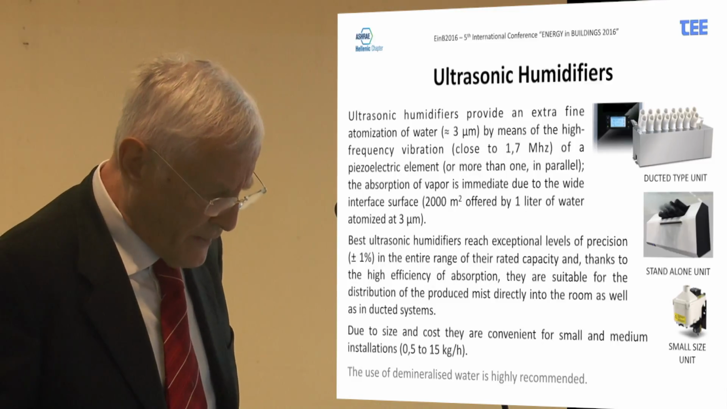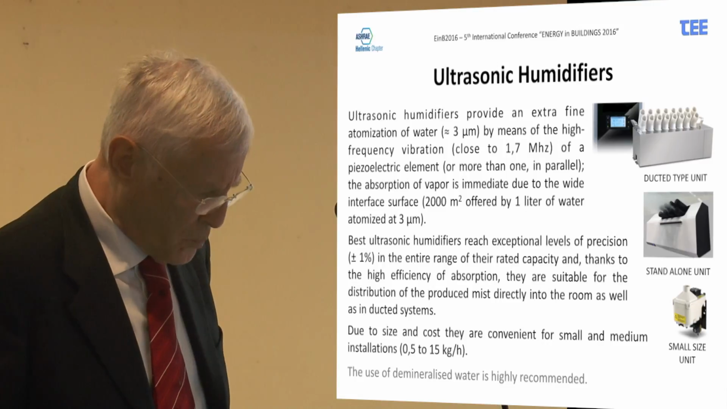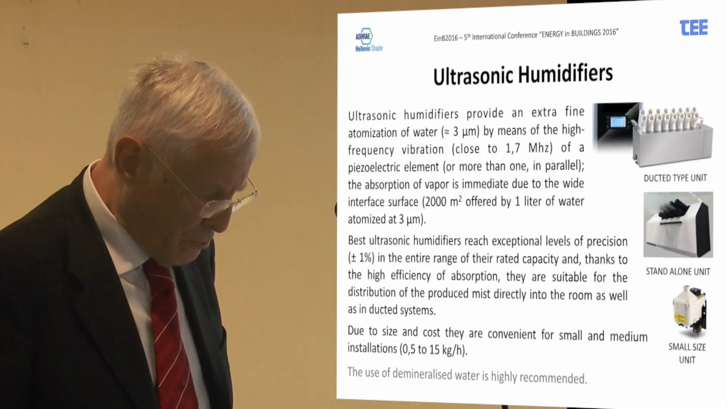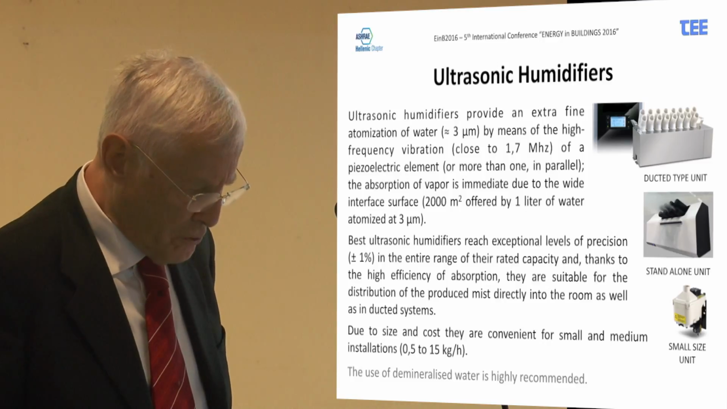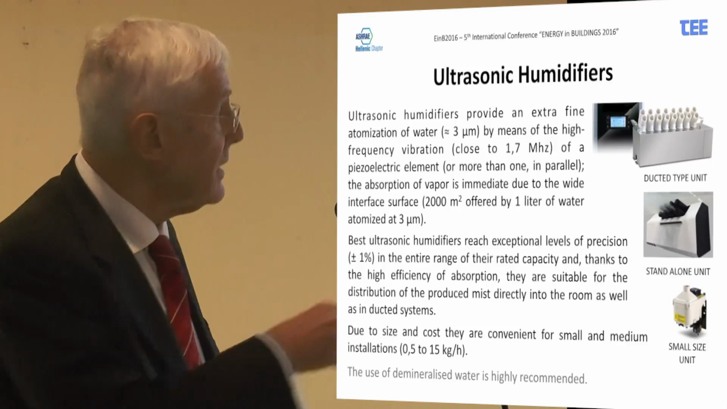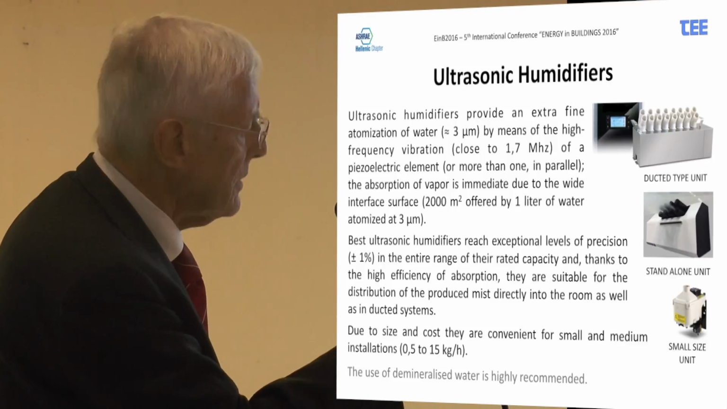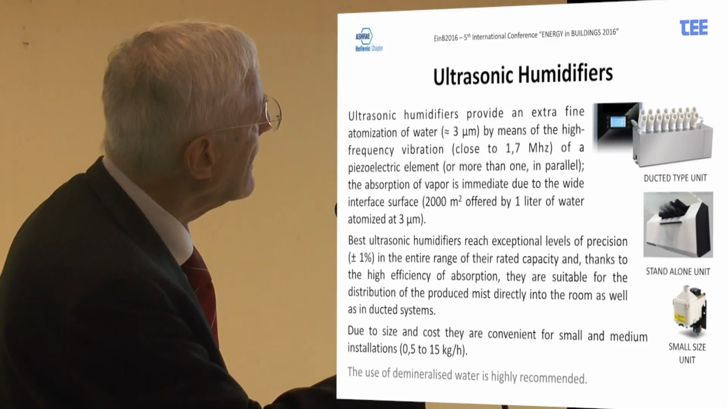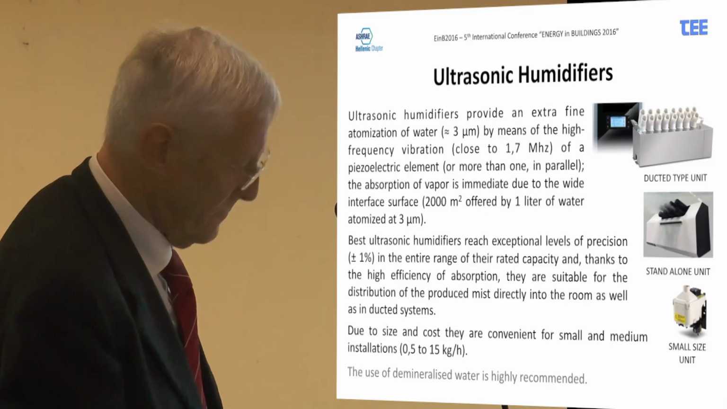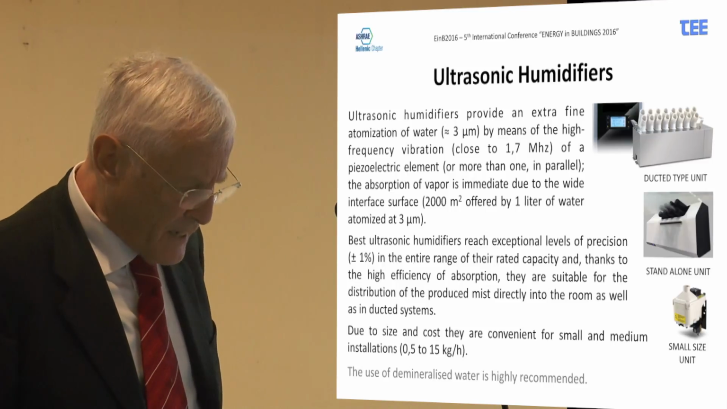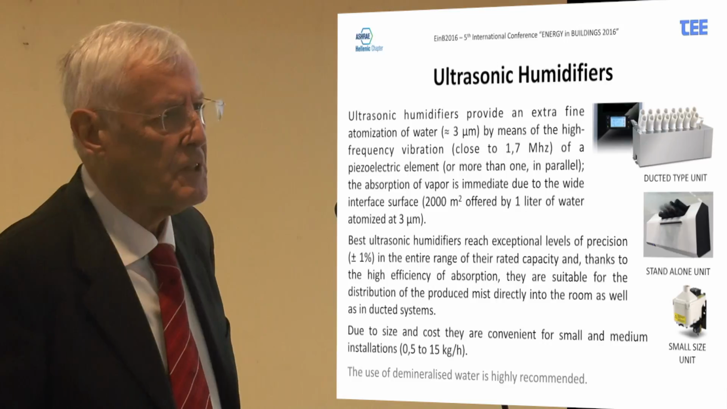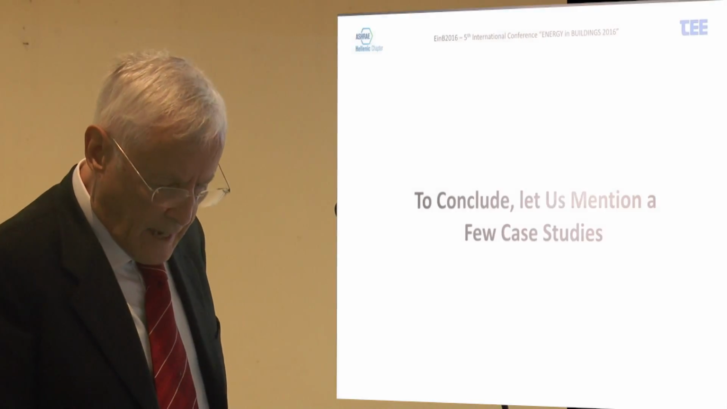The best ultrasonic humidifiers reach exceptional levels of precision, plus or minus 1%, in the entire range of their rated capacity. And thanks to the high efficiency of the absorption, they are suitable for the distribution of the produced mist directly into the room as well as in ducted systems. So these are units for ducted systems, these are directly for the ambient, and these are very small units for fan coils. Due to the size and cost, they are convenient, particularly for small and medium installations, up to 15 kilograms per hour.